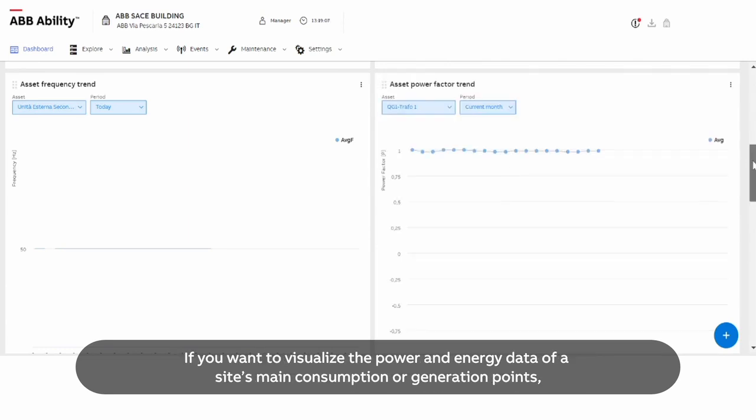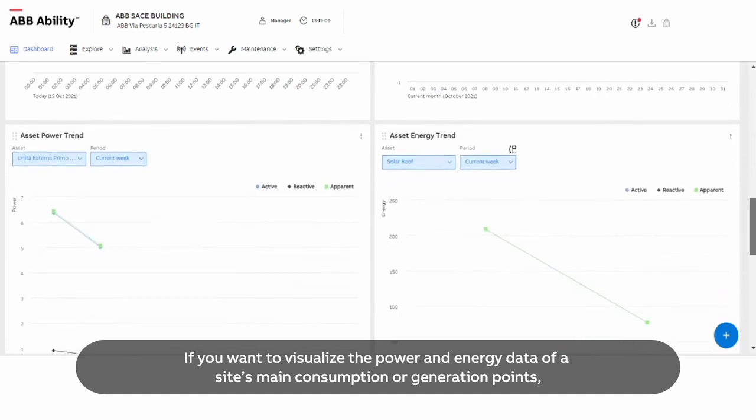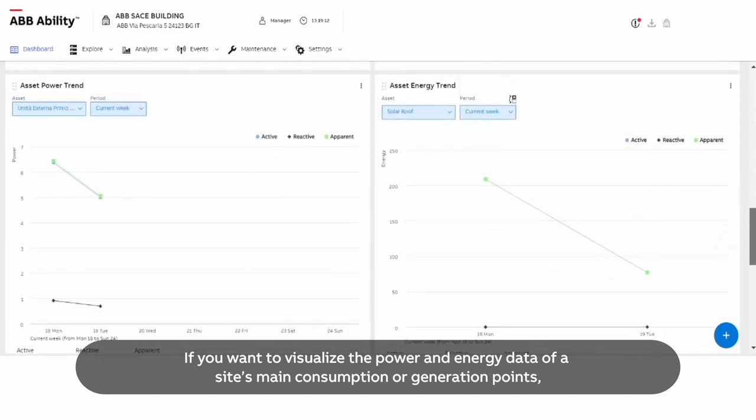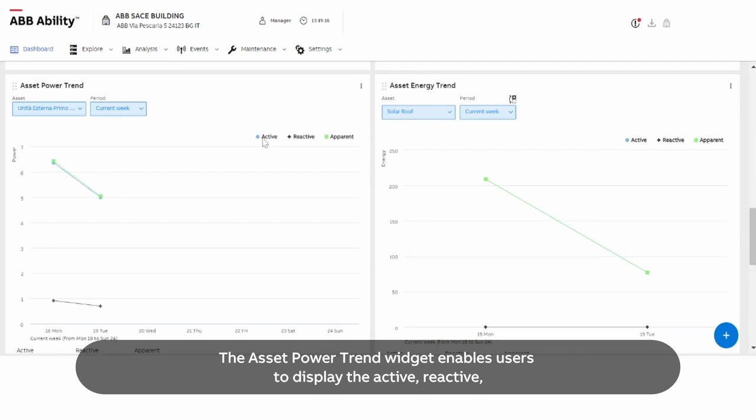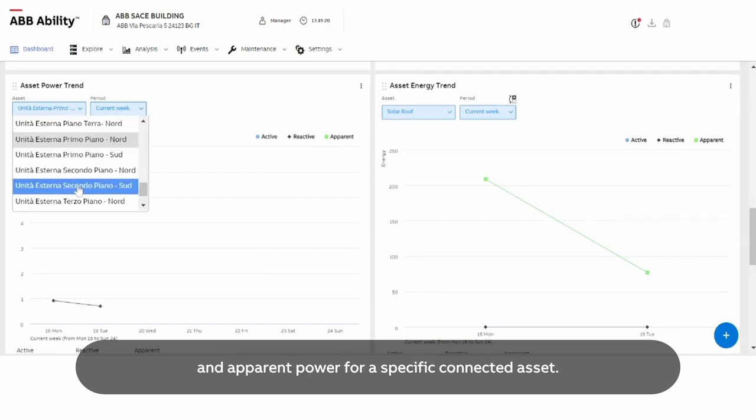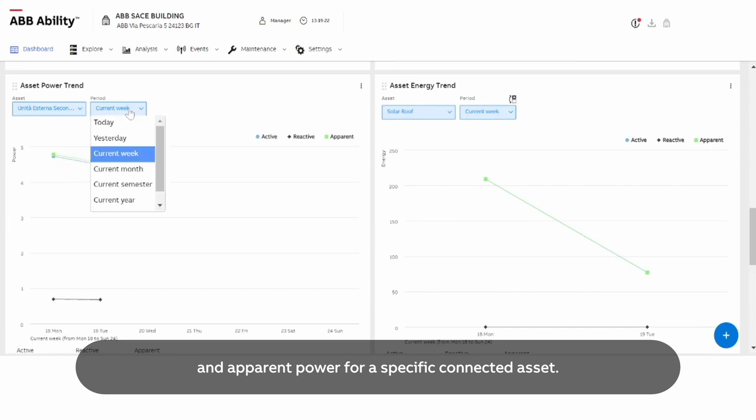If you want to visualize the power and energy data of a site's main consumption or generation points, then this is how. The Asset Power Trend widget enables users to display the active, reactive, and apparent power for a specific connected asset.